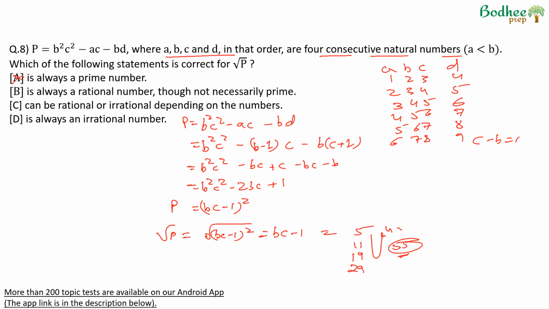Not true. Can be rational or irrational. It will never be irrational. BC minus 1, always irrational. No. It is a rational number, though not necessarily prime.